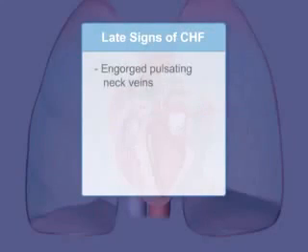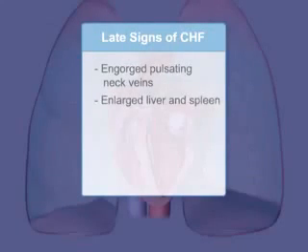Late signs include engorged pulsating neck veins or enlarged liver and spleen with abdominal distension.